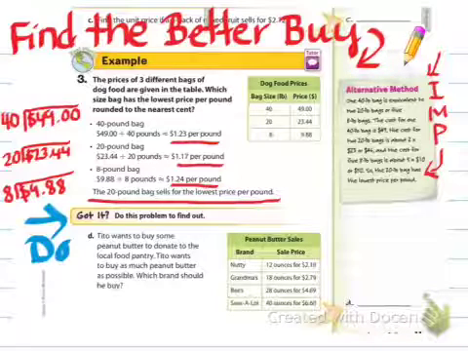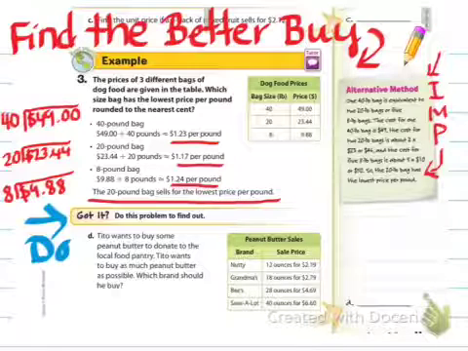They did give you the final answer of how much it costs per pound for the 40-pound, the 20-pound, and for the 8-pound bag. Underlined in red is the final unit price, so that you can tell that the 20-pound bag is the cheaper cost of the 3 choices.